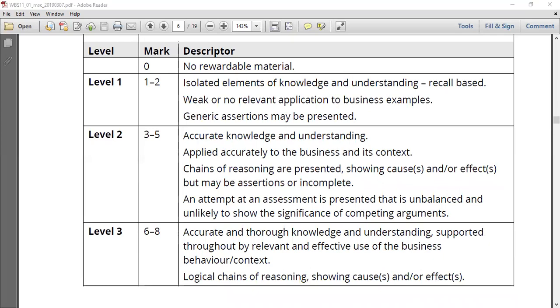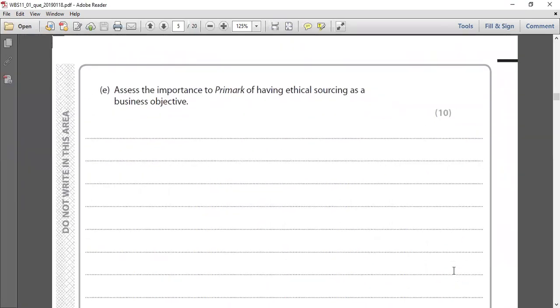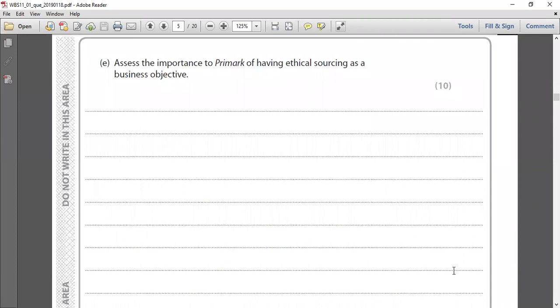That's a 10-mark question. As I told you, assess the importance to Primark of having ethical sourcing as a business objective. In Section B of the case study, we can see the ethical sourcing. They ask about the importance of ethical sourcing.